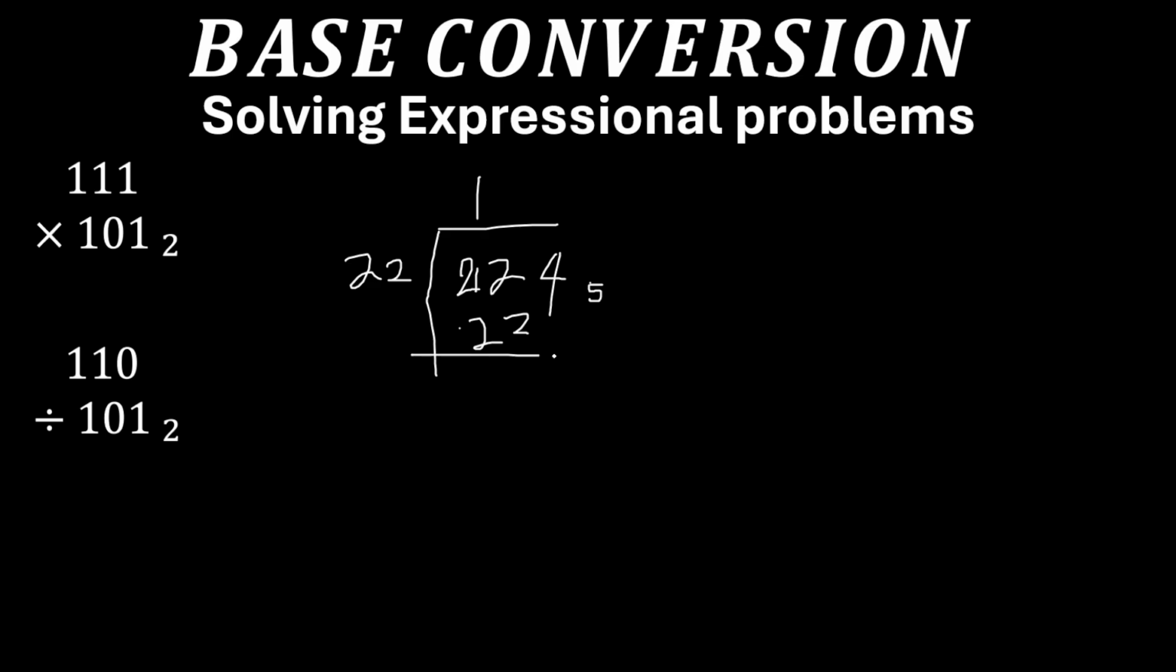Okay, so let us do it. This 22 minus 22, everything here is now 0. We are left with one non-zero digit. We will break it down. So can 22 go in this? It is not possible. So what do we have? We have 1 remainder 4.